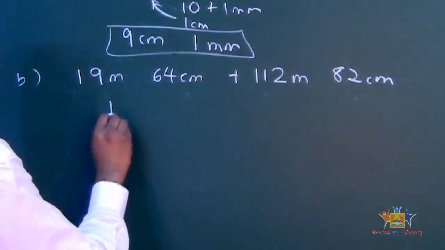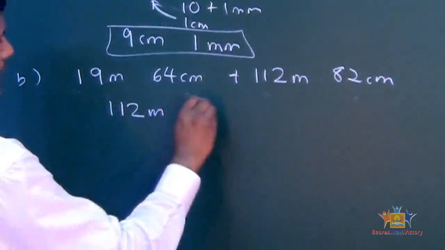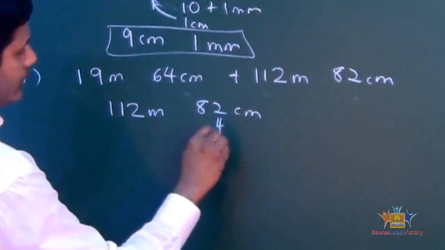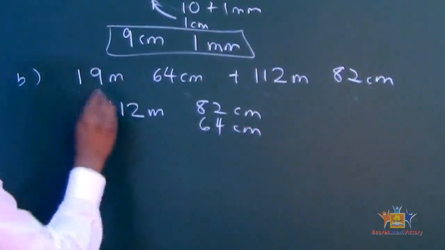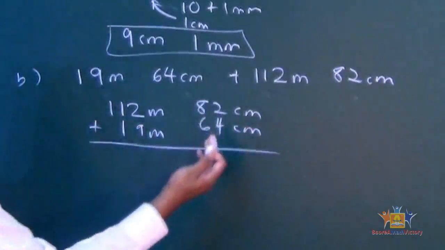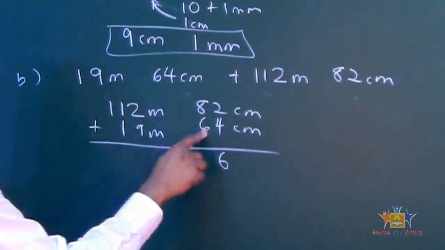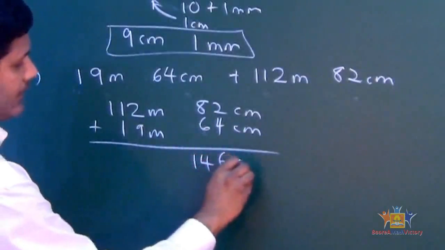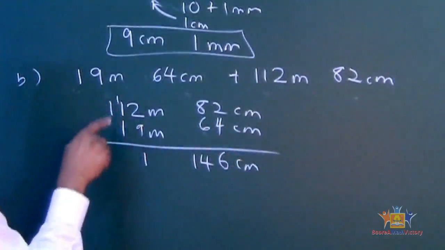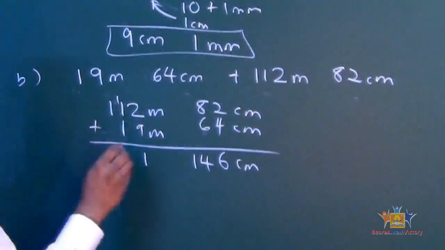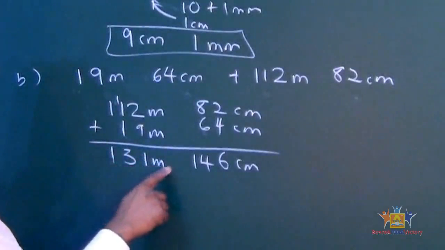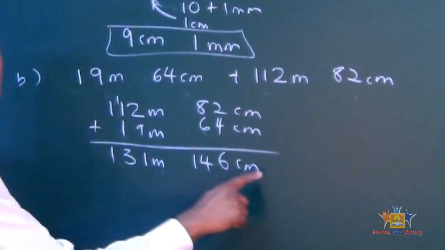Lining up, all right? So we're going to put 112 meters and 82 centimeters. Then we're going to take this one and line it up here. So we're going to put 64 right there, and then 91 meters. Then we're going to add them. 2 plus 4 is 6. 8 plus 6 is 14, and that's centimeters. 2 plus 9 is 11. 1, carry 1. 1 plus 1 is 2. 2 plus 1 is 3. And then we bring the 1 down. That's meters. So 131 meters, 146 centimeters.